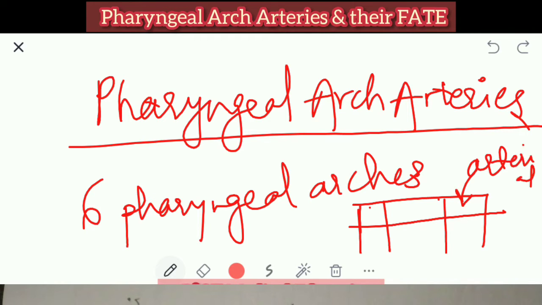I recall the photograph which I had shown you some time back. We discussed the pharyngeal arches, the structures deriving from them, and we also saw the blood supply and the nerve supply. In the blood supply, if you can recall, we discussed the maxillary artery, the artery of the first arch.